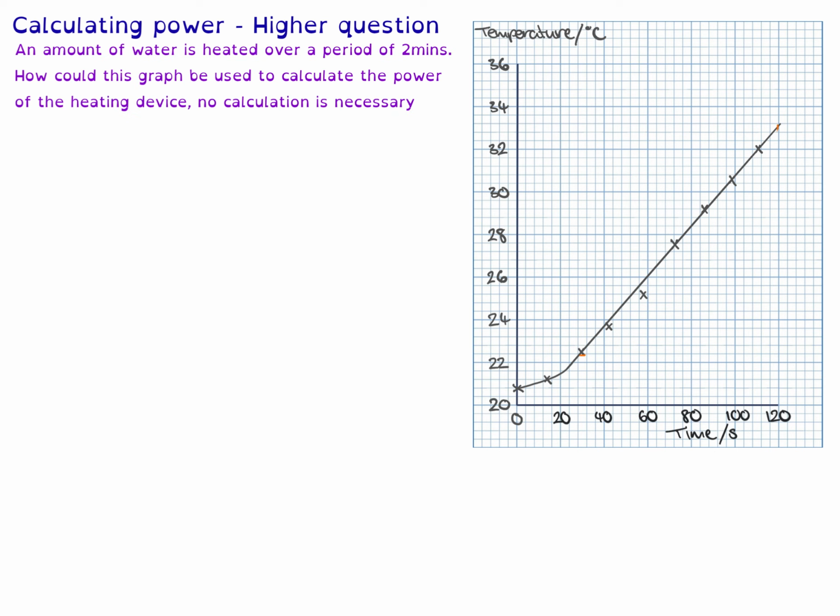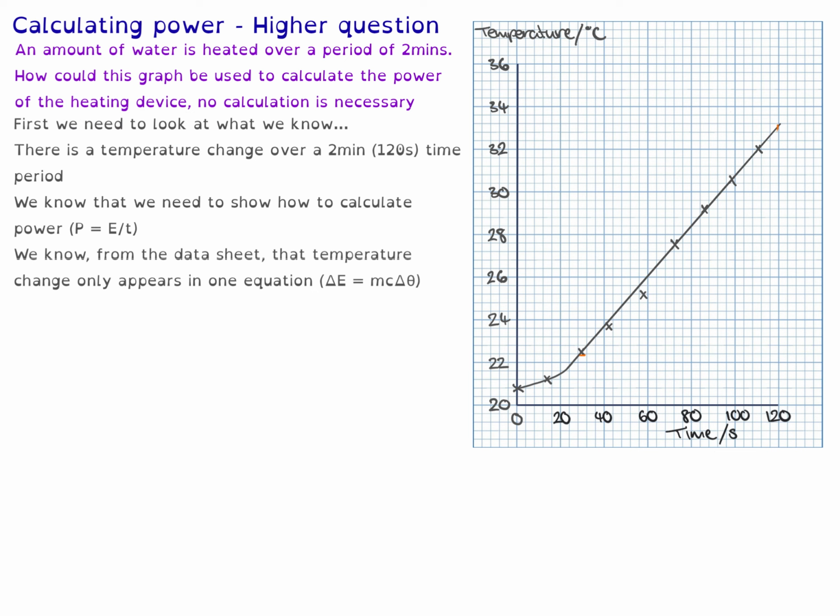An amount of water is heated over a period of 2 minutes. How could this graph be used to calculate the power of the heating device? No calculation is necessary. First, we need to look at what we know. We know that there's a temperature change over 2 minutes, which is 120 seconds. We know that we need to show how to calculate power, and power is energy divided by time.